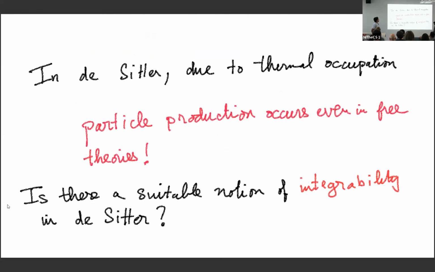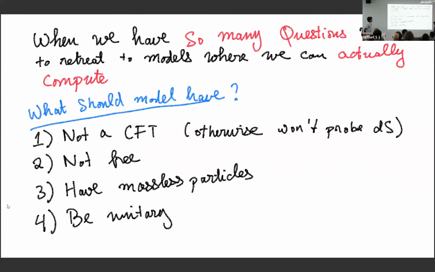But I mentioned that in de Sitter, the ground state is thermal. So there's thermal occupation even in a free theory. The assumption of no particle production is already out the window when the ground state of a free theory is thermal. So here's the question: is there a suitable notion of integrability that can be applied to this? We don't know. We have many questions, and we would like to address them slowly but surely. So we need a toy model that we can use to address these problems.